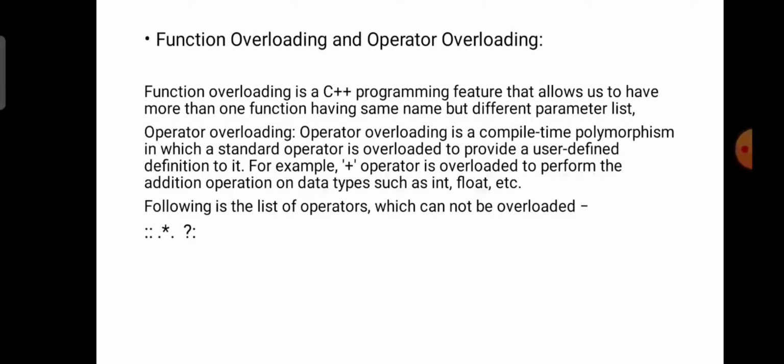Next concept is function overloading and operator overloading. Function overloading is a concept that allows us to have more than one function having the same name but a different parameter list. Operator overloading is compile time polymorphism in which a standard operator is overloaded to provide a user defined definition to it. For example, the plus operator is overloaded to perform the addition operation on different data types such as int, float.